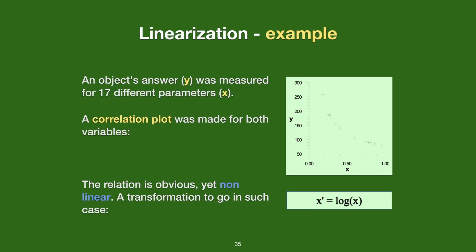Now we begin an example. An object's response, y, was measured for 17 different values of x. A correlation plot was prepared, and the relation is clearly visible, but just as clearly non-linear. The first proposed transformation is x prime equals log of x. So this is the moment where theory finally meets a real plot. And as usual, the plot looks at us and says, yes, there is definitely a pattern here. But no, I will not make your life easy.